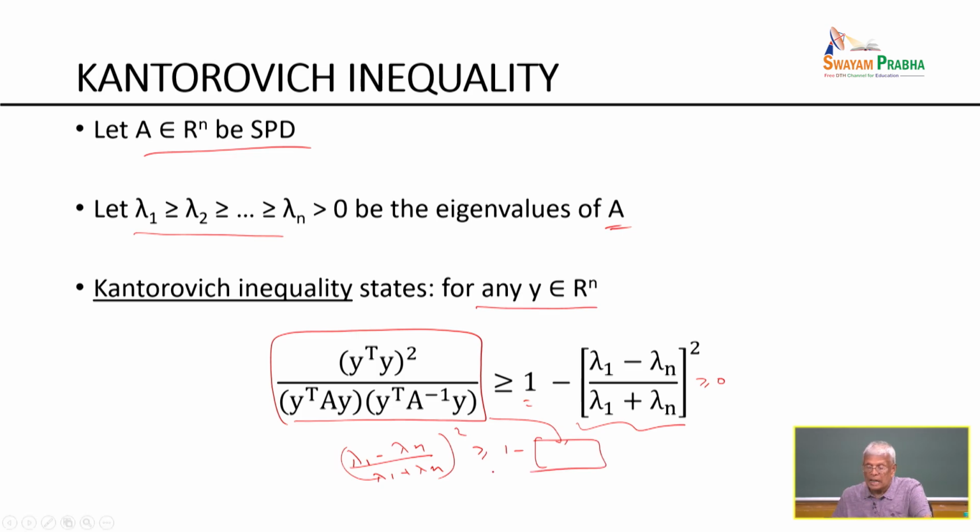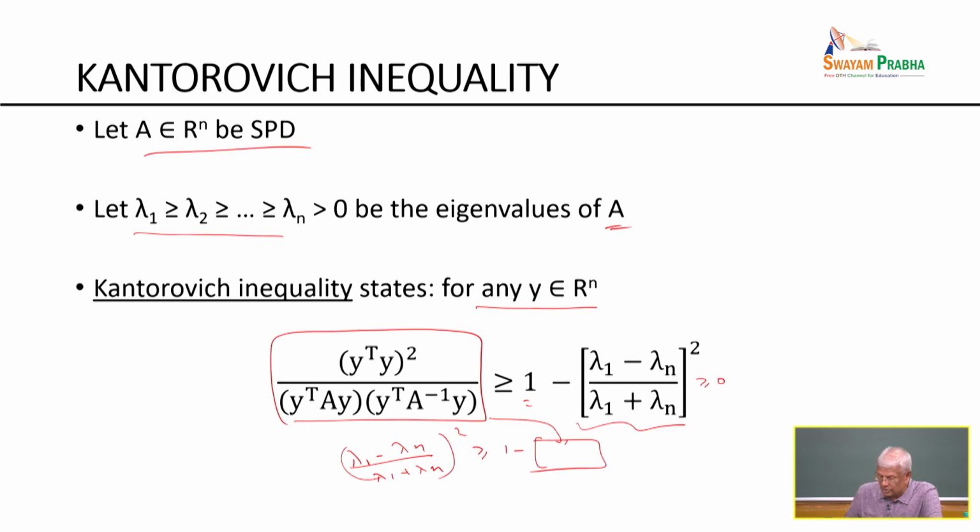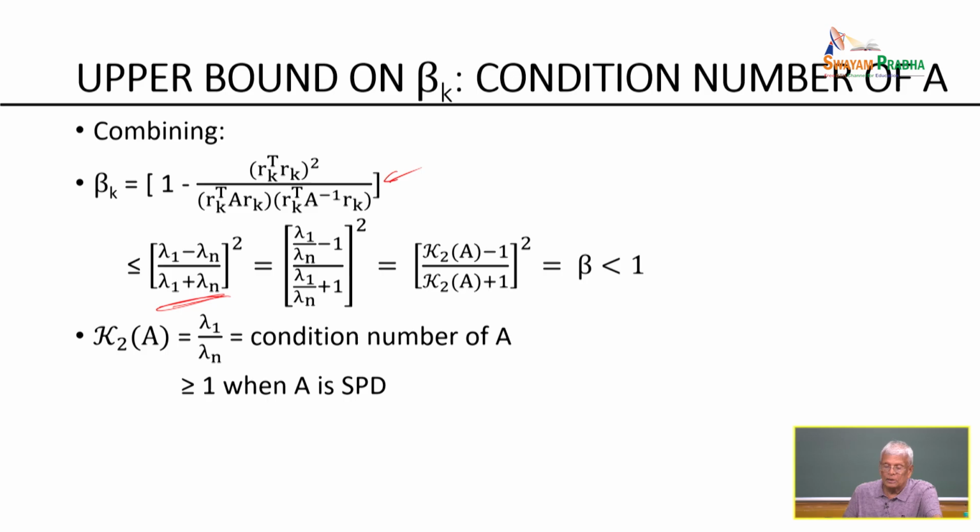With me? 1 minus that quantity is less than this, because we have already shown this one is greater than that. But I can divide the numerator and denominator by lambda n. So, the numerator becomes this, the denominator becomes that. I am now going to define the ratio lambda 1 by lambda n. Lambda 1 is the maximum eigenvalue, lambda n is the minimum eigenvalue. The ratio of the maximum eigenvalue to the minimum eigenvalue is called the condition number. We have introduced the notion of a condition number of a matrix when we did matrix algebra. The condition number of a matrix is always greater than or equal to 1.